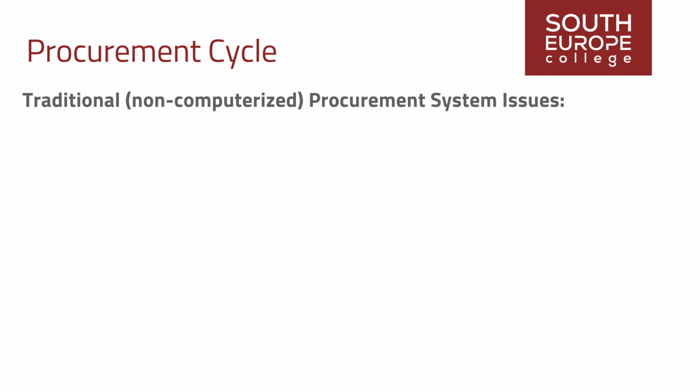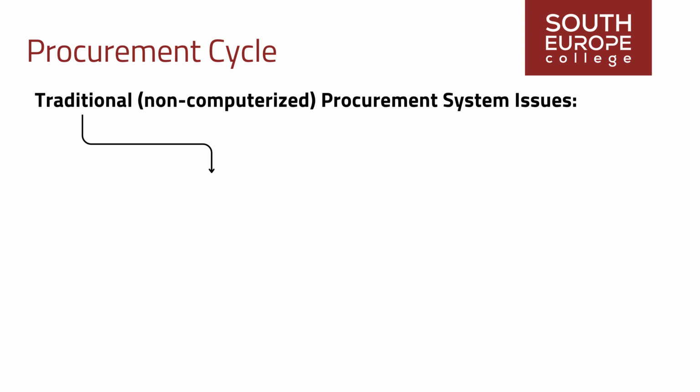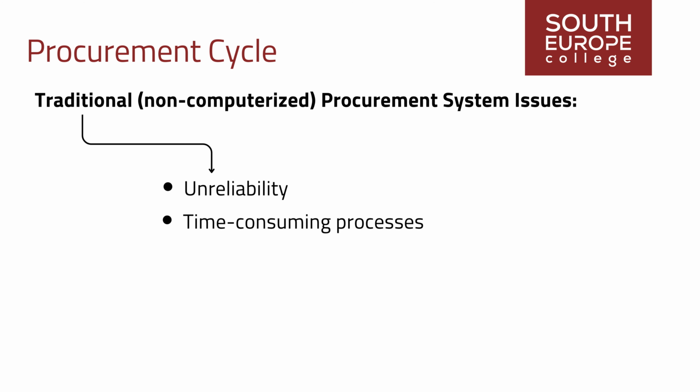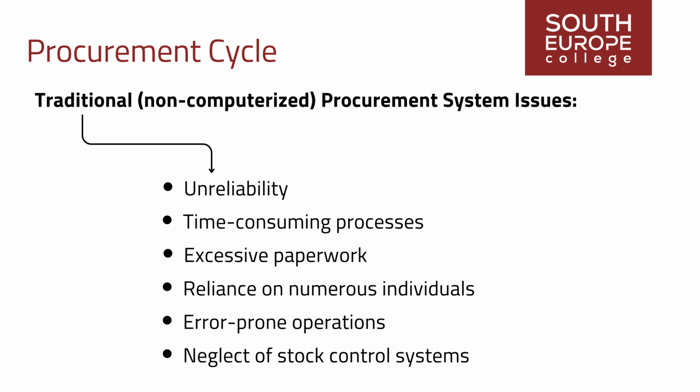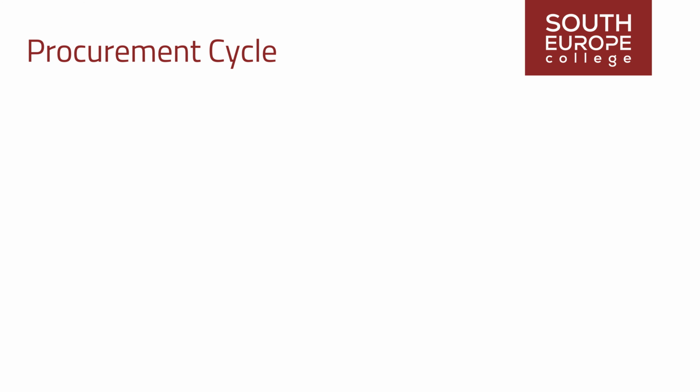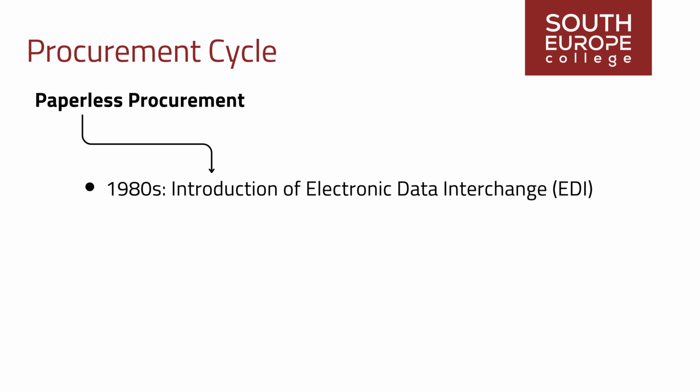The existing non-computerized procurement system faces fundamental issues, notably its inherent unreliability, leading to time-consuming processes, excessive paperwork, reliance on numerous individuals, error-prone operations, and neglect of related systems like stock control. To address these challenges, a significant leap in procurement improvement occurred through paperless procurement, particularly with the advent of electronic data interchange, EDI, in the 1980s.